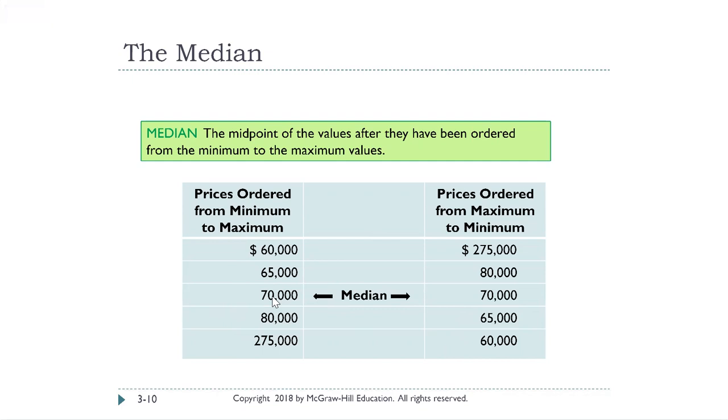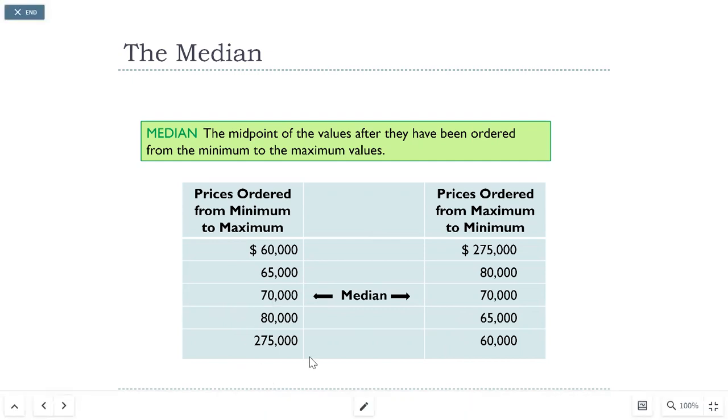Now, if we have an extra value, if we have 6 values, what you have to do, suppose we added 1 million here, is find the average, the arithmetic mean, of 70 and 80. So the median, if there were 6 values and it was much higher, would be $75,000.